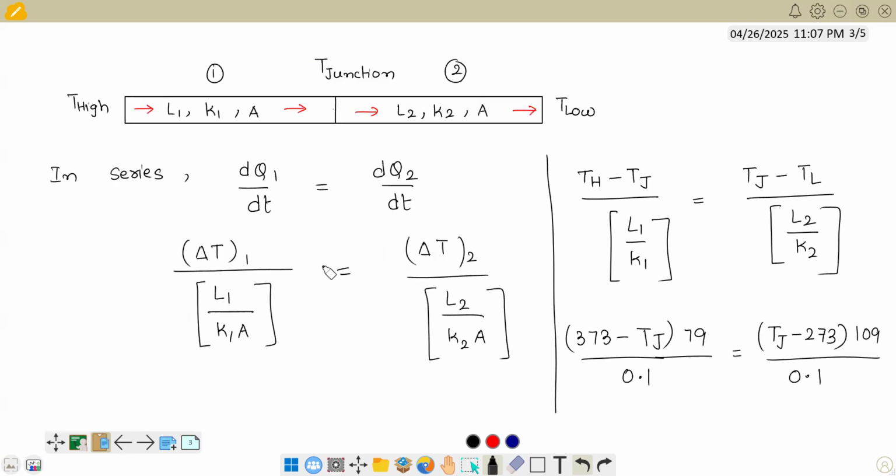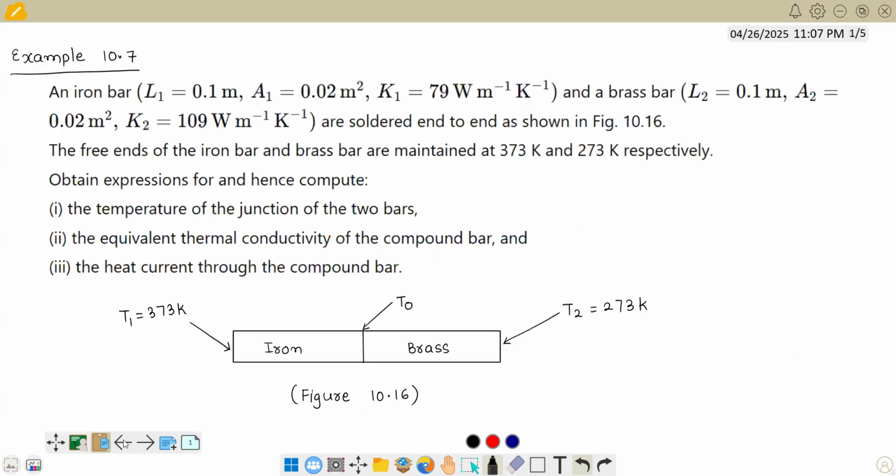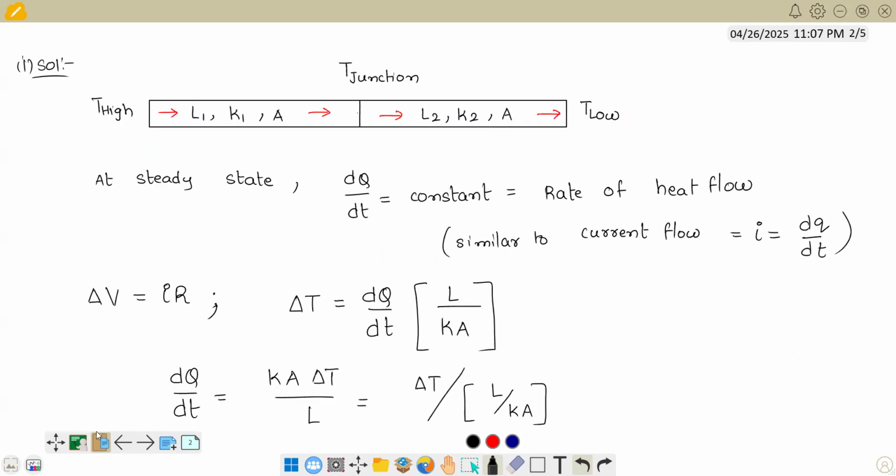But I hope you understood how we found the junction temperature. The current in this is equal to the current in this. Current means potential difference divided by resistance. Here it is temperature difference divided by resistance. And we got these values after substituting everything. And the same question is asking us this: the temperature at the junction of the bars. The first one is done.